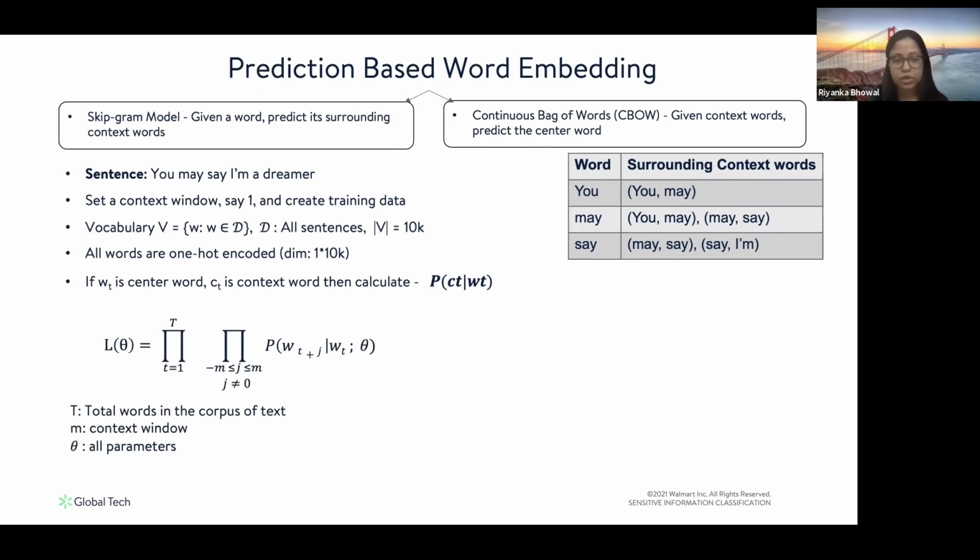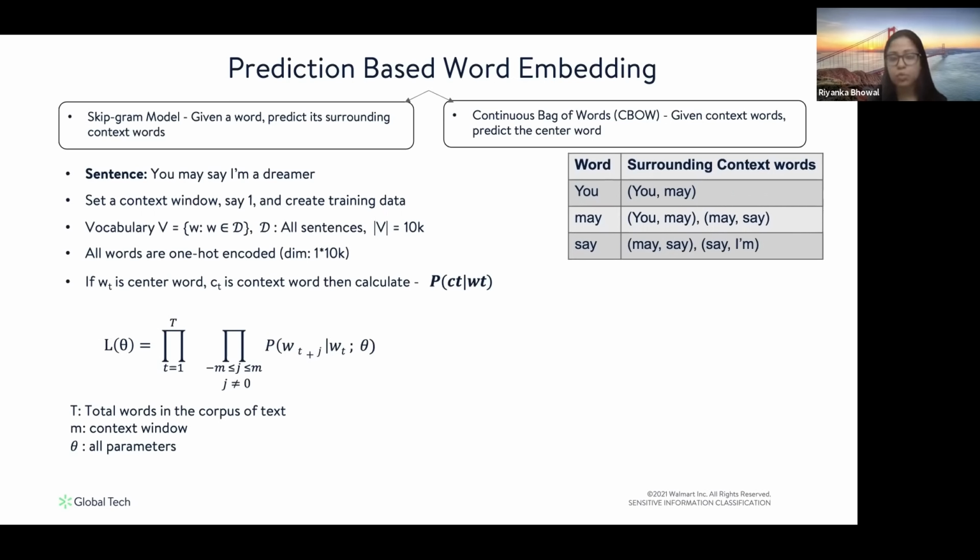What is the likelihood? That we are getting the same probability that, given WT, what is the probability of WT plus J, where J is the context window which runs from minus M to M, if my M is the context window, and T is the total words in a corpus.